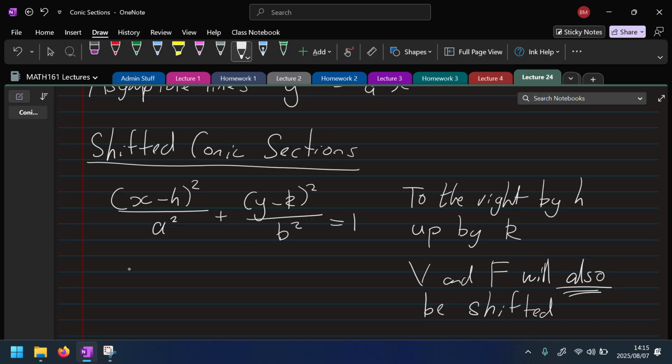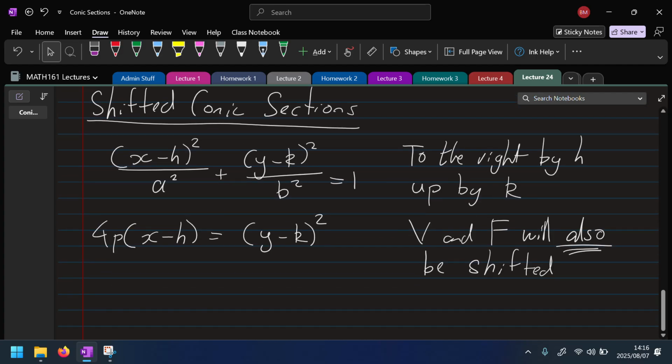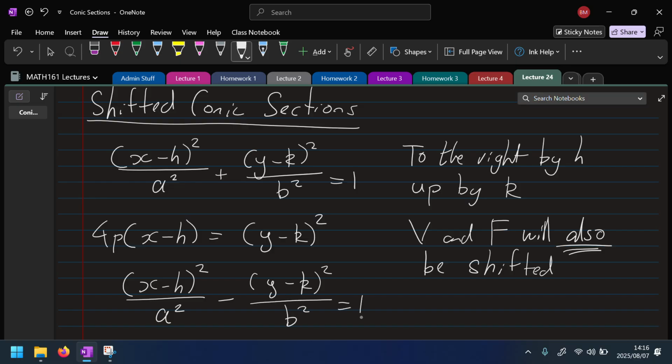Similar thing for the parabola, so we can have x minus h equal to, for example, y minus k squared, something like that. We just took the formula from before, and then x gets shifted by h, y gets shifted by k. Same idea. And lastly, for the hyperbola, we can shift that as well. Same idea. You're shifting x, you're shifting y.